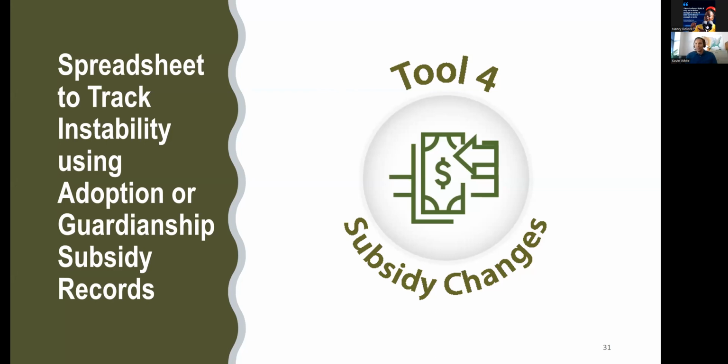Thank you, Nancy. So now Tool 4 is titled Spreadsheet to Track Instability Using Adoption or Guardianship Subsidy Records. We refer to this as Tool 4 Subsidy Changes. Next.